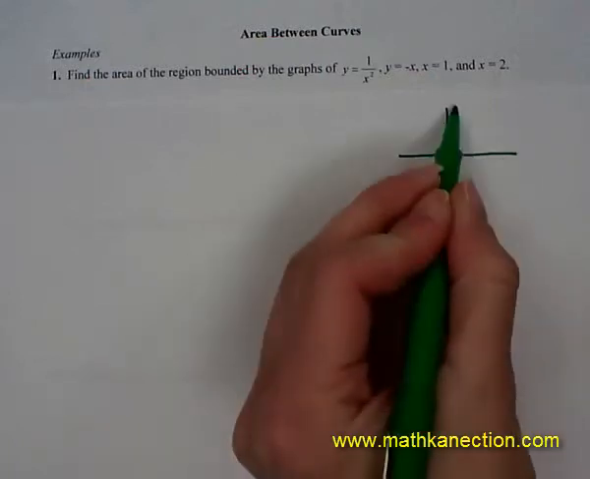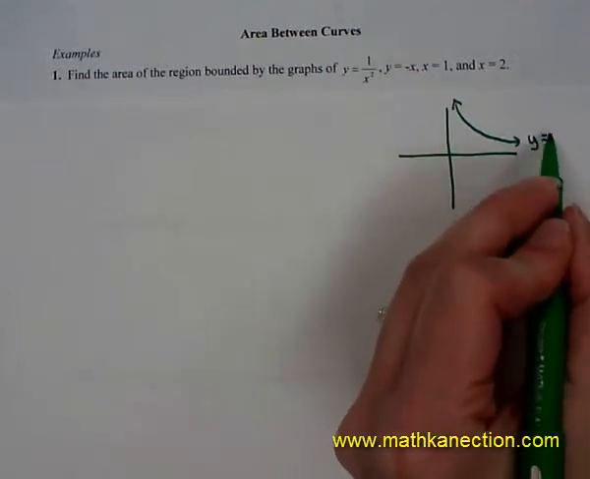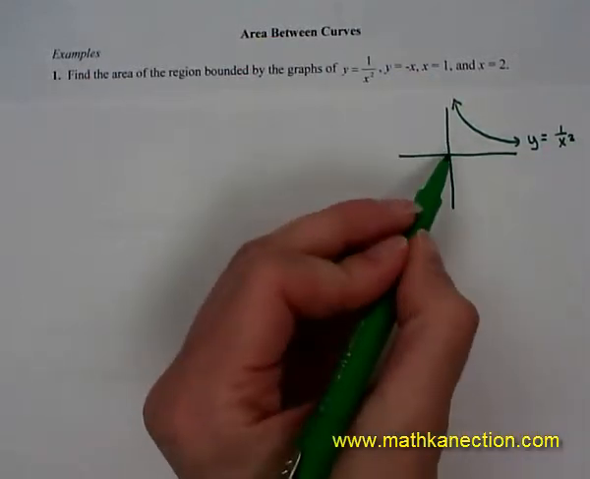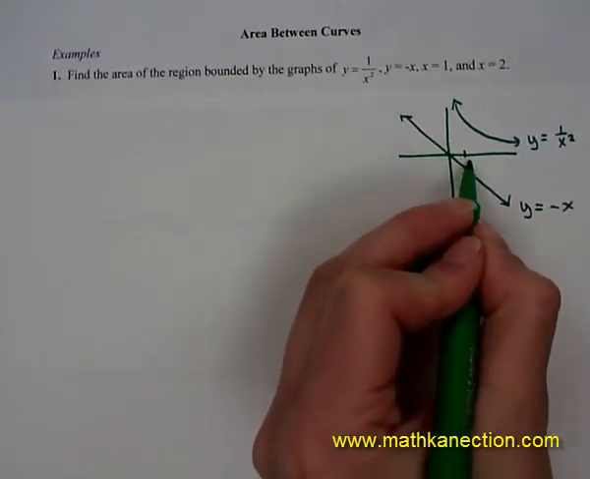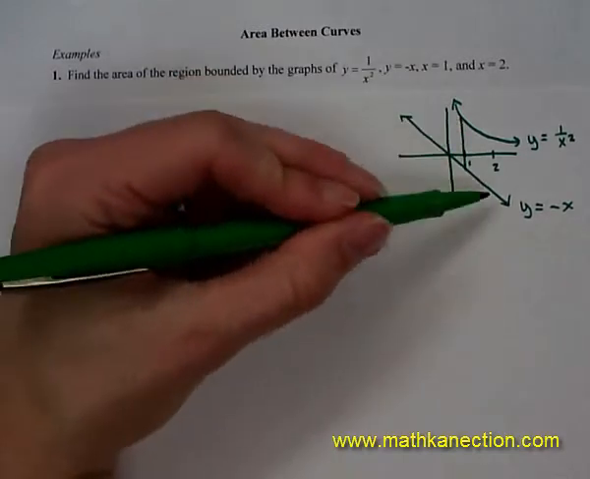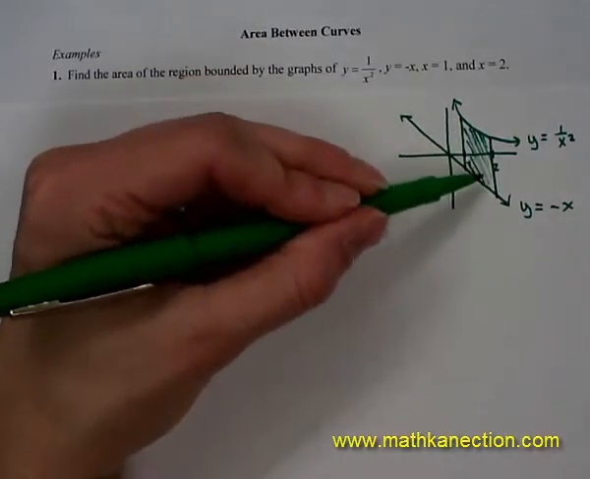So now we'll take the information that we learned on the previous page and apply it to this problem where we'll find the area of the region bounded by the graph y is equal to 1 over x squared and y is equal to negative x, looking on the interval from x is equal to 1 to x is equal to 2.